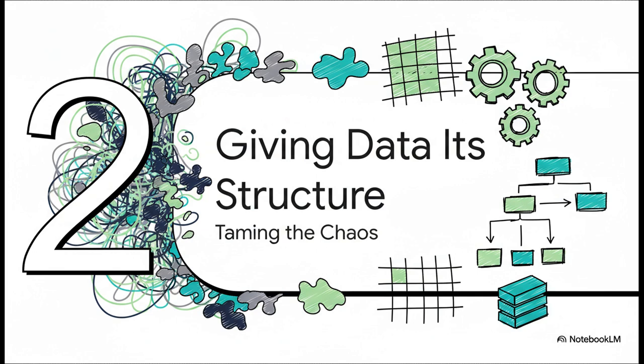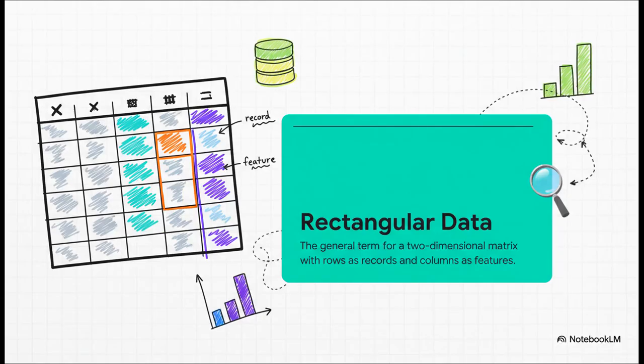Okay, so Tukey says explore, but how do we even start? Well, the first thing we've got to do is tame the chaos. We need to take all that raw, messy information and whip it into a shape we can actually work with. And for pretty much all of data science, that shape is what we call rectangular data. Now, don't let the term fool you. You already know what this is. It's just a spreadsheet. Think about it. Every row is one single thing, one record, one case, and every column is a piece of information, a feature about that thing. It's simple, but it's the bedrock of everything we do.